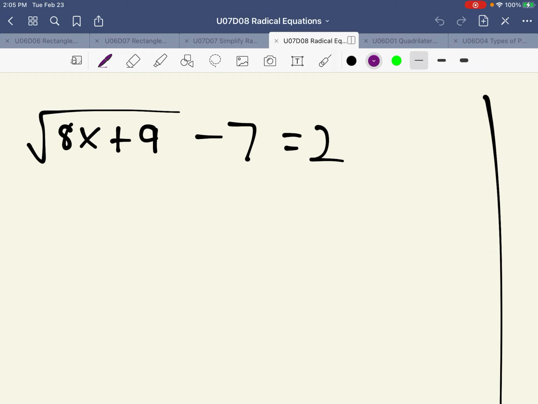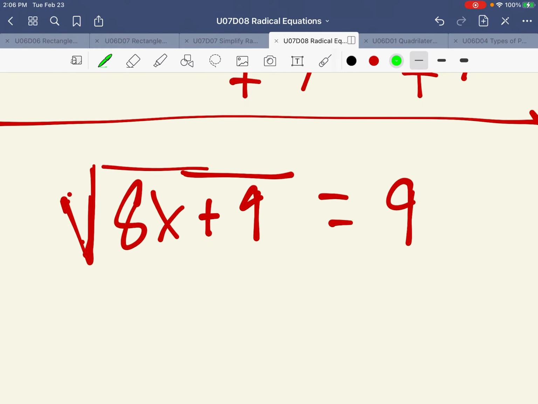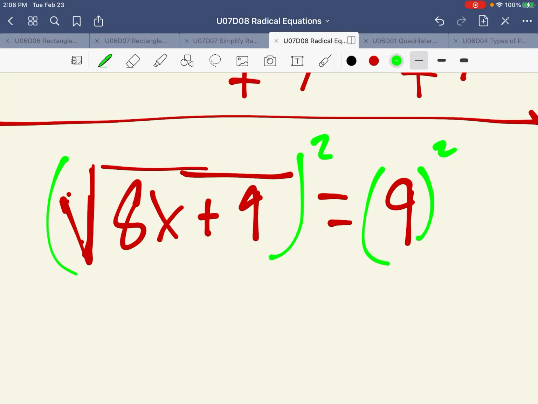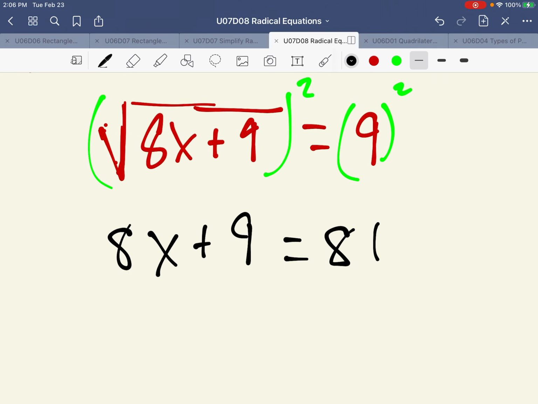is the same. So we're going to just solve these, and the way we do that is we try to isolate the radical to one side of the equation. So we're going to add the 7 to this side here, and that's going to make this into radical 8x plus 9 equals 9. Now, in order to get rid of the radical, we are going to square both sides. Now, unlike taking a square root of both sides, you don't have to add a plus minus to both sides. So we're going to get 8x plus 9 equals 81, and we're just going to solve for x.